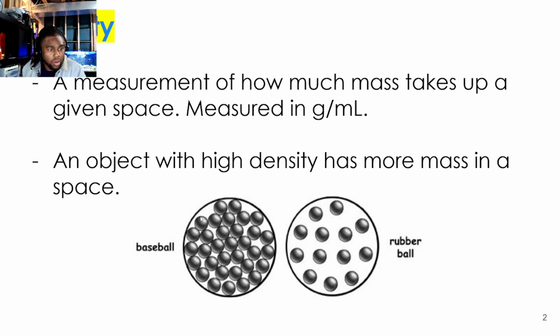We can see the particles are represented here, and they are closely packed in this circle, and then the second circle is a rubber ball. They have the same volume, and we can see, well, same area, I guess, because it's two-dimensional, and we can see that these particles are further apart with more spaces between them. Therefore, the rubber ball is going to be less dense.